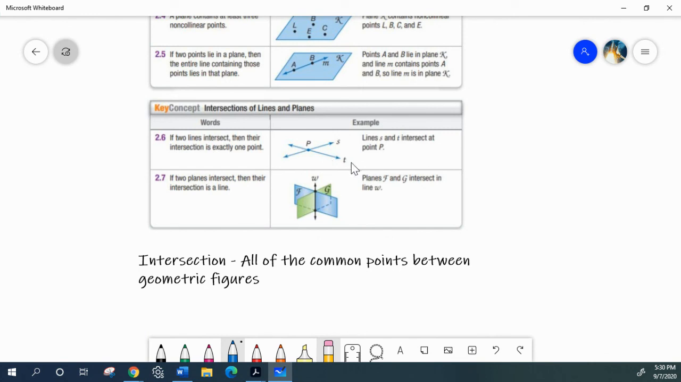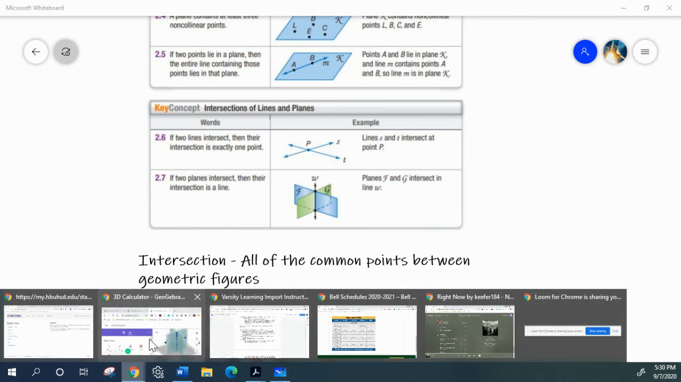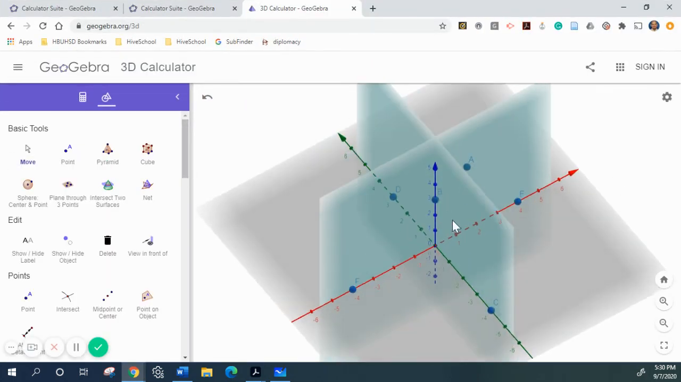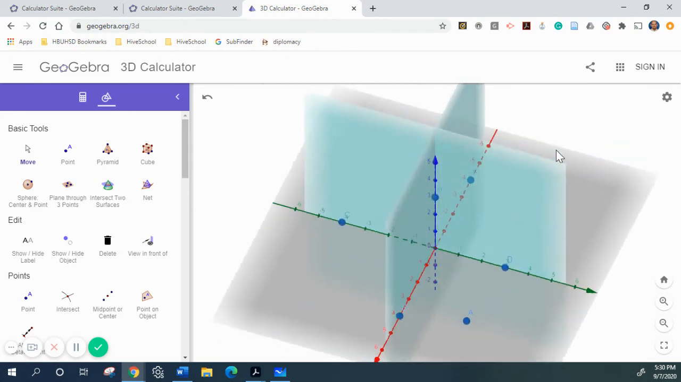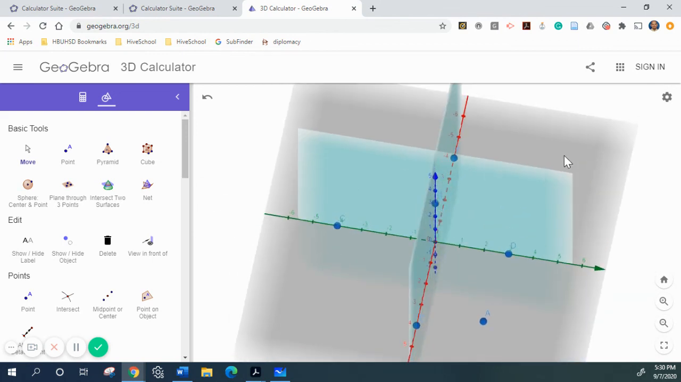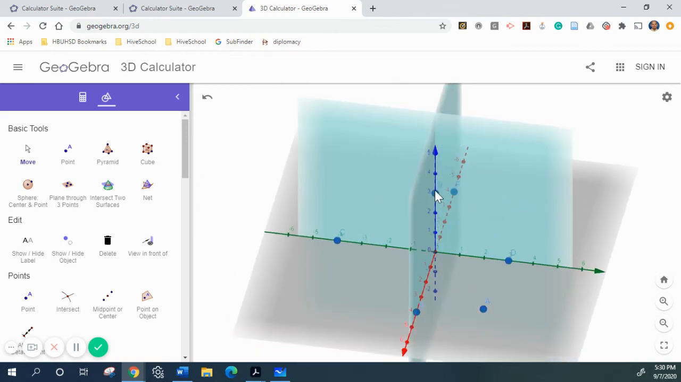So when we have 2 lines, they have 1 point. When we have 2 planes, they have 1 line, which is an infinite set of points. That's why it's an intersection. But now when we have 3 planes, oh shoot, where did my cursor go? So now when I have 3 planes, the only common point is 1 exact point. And that can work any other time that we do this. It is not just because of this one specific case.